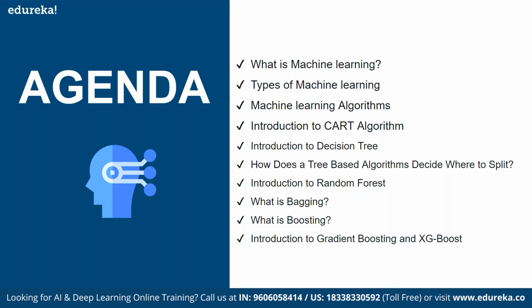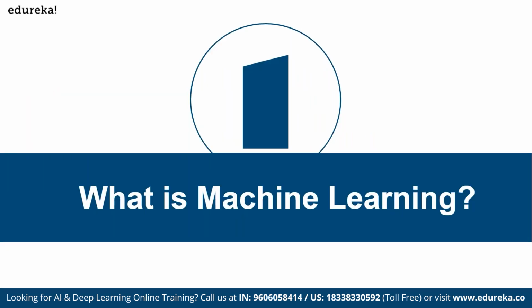Once we are through with that, we'll go into ensemble methods for machine learning, where we use multiple learners, as we call them. We'll talk about random forest, what is bagging, what is boosting, and then a bit about gradient boosting and extreme gradient boosting. Okay, so first, what is machine learning?